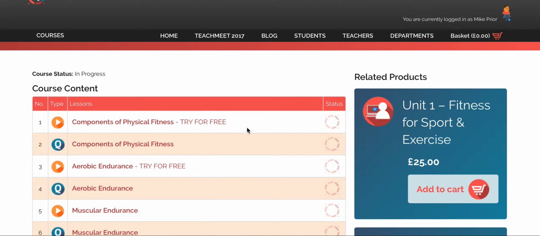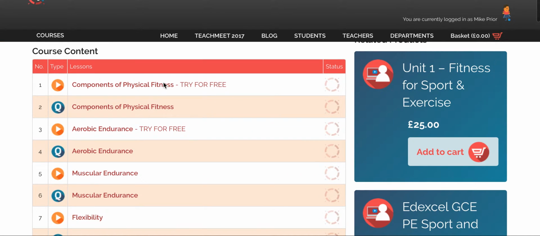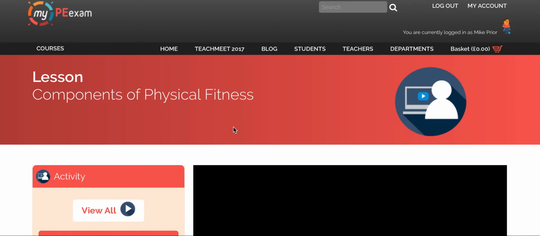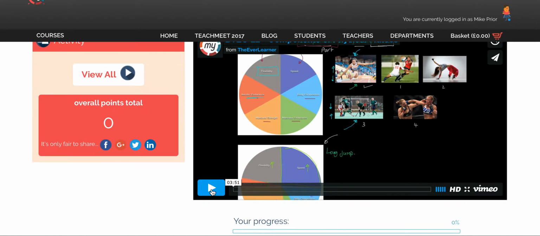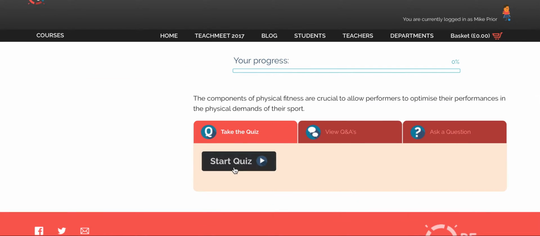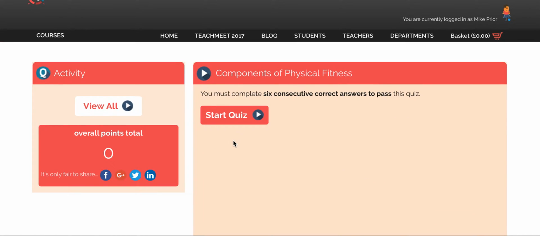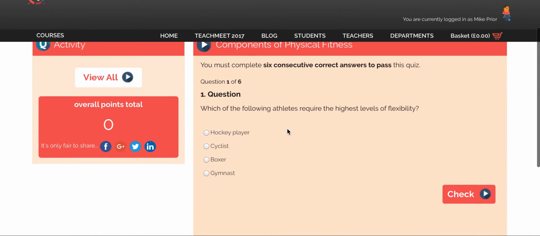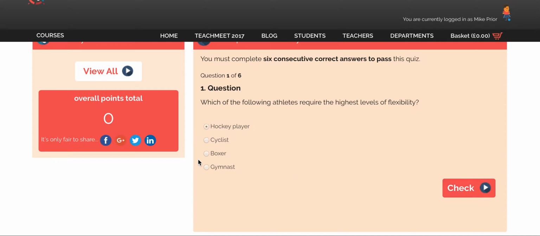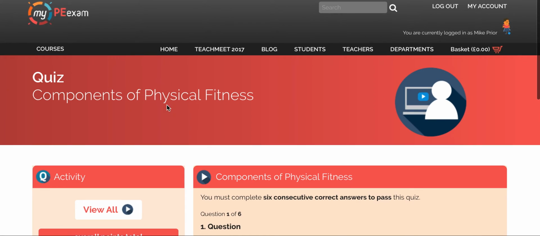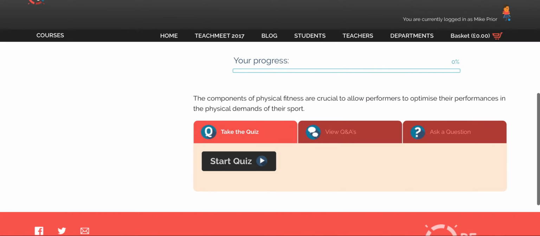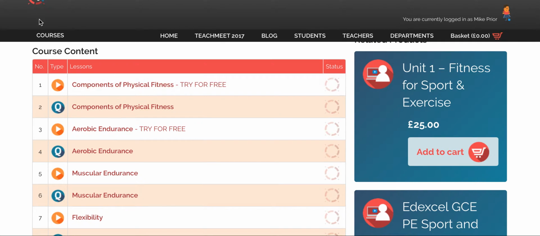It's the BTEC Level 2 Unit 1 Fitness for Sport and Exercise course, which is the examined part of the BTEC course. So if you have students in your school doing the BTEC, then this might be a really useful resource for them to help develop the knowledge and understanding they need for the examined part of their course. If you're familiar with My PE Exam, then you're going to be really familiar with the format. We've kept it very similar to the other courses on the site. So we're just going to take a look around and see what we've got.